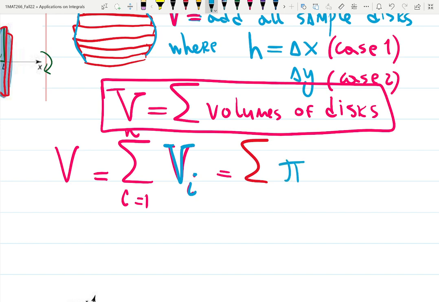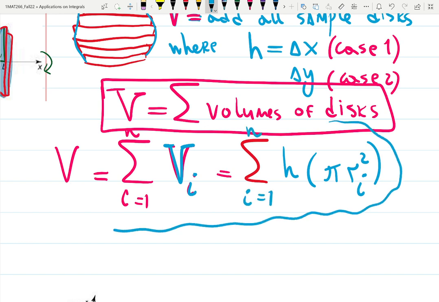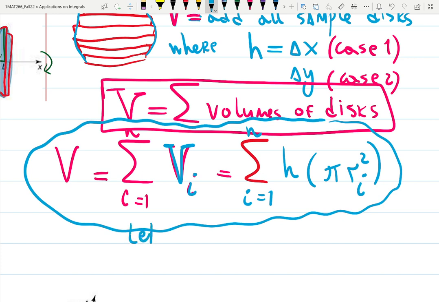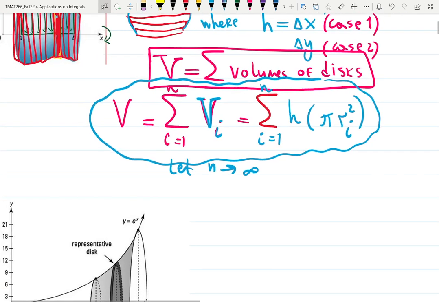Pi, well, let's do H first. H pi r squared. R is changing with the V. Each V has its own R, so we're going to call it r sub i. i is going from 1 to n. This is what's going on. This is how we're creating volume through integration. Again, to make it perfect, we're going to let n go to infinity. That creates a perfect integral.